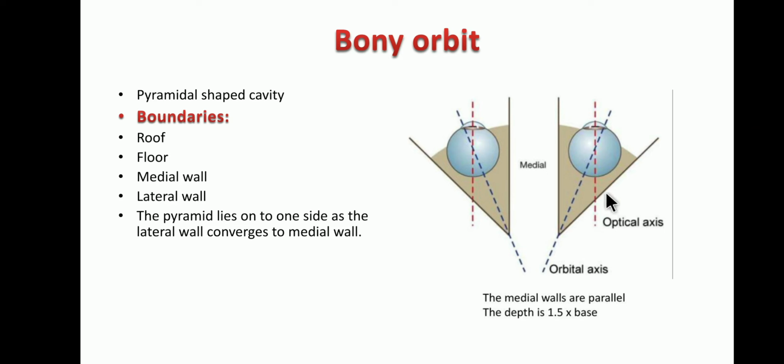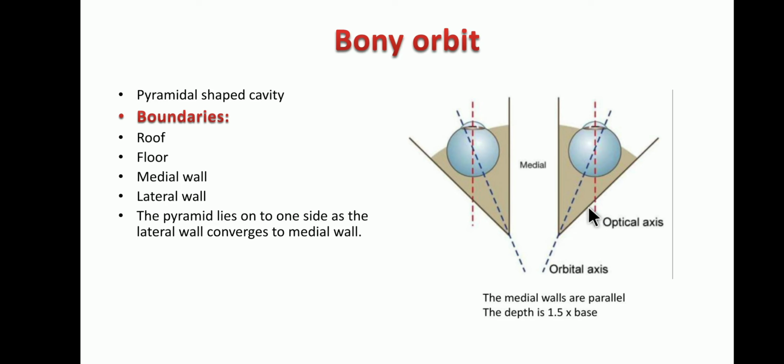So you have two, like your car headlamps. But car headlamps are also not projecting like this. Our eyes are present mainly for binocular vision. This is your orbital axis, which runs from the middle of the base to the middle of the apex, whereas the optical axis runs anteroposteriorly through the eyeball. So the visual axis and the optical axis are not the same.